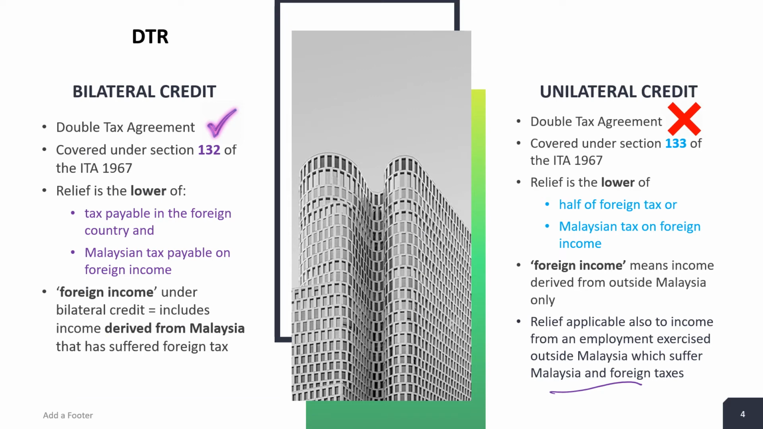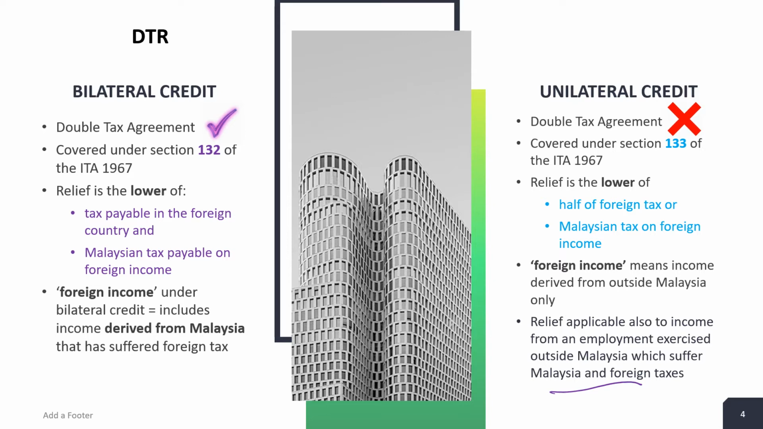Alright, now we come back to double tax relief on the calculation part. First, we want to see the difference between bilateral and unilateral credit. Under bilateral credit, actually, Malaysia has a tax agreement or double tax agreement with the country. Whereas under unilateral credit, Malaysia does not have any double tax agreement with that country. Okay, so bilateral is covered under Section 132 and unilateral under Section 133 of the Income Tax Act.